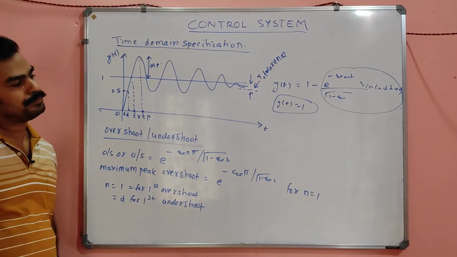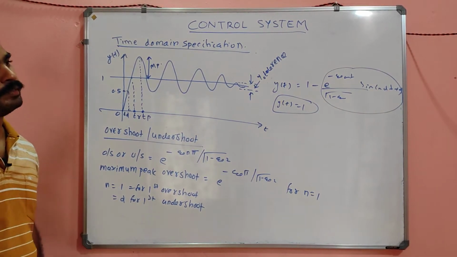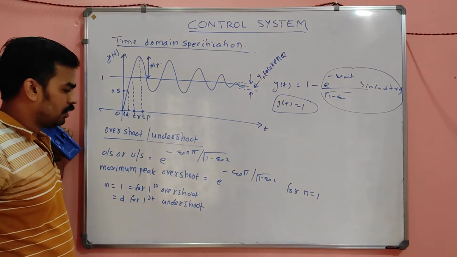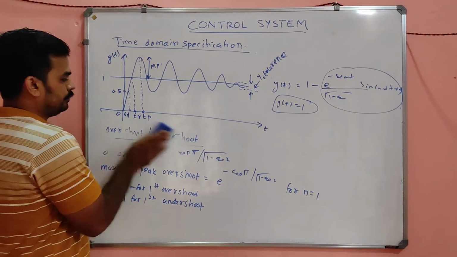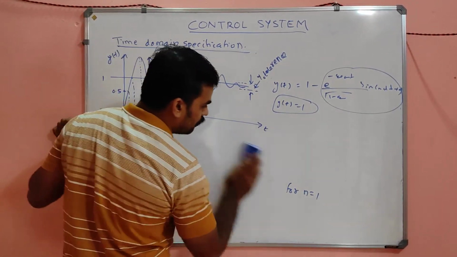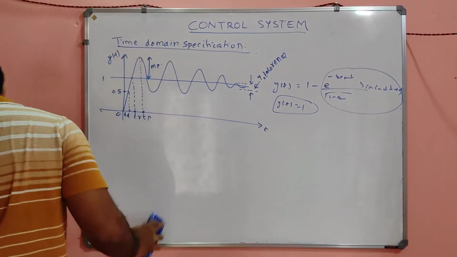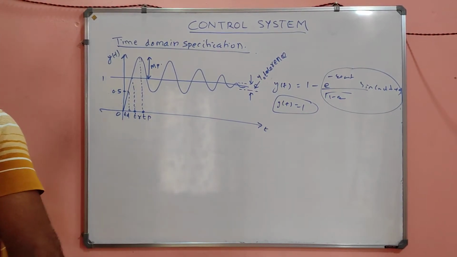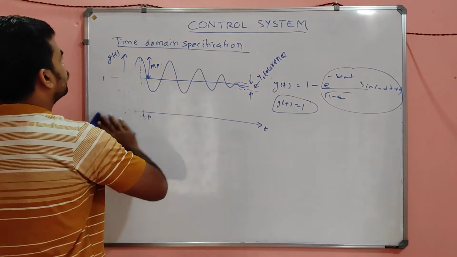Clear, my dears? That's all for overshoot and undershoot. Peak overshoot, that is the first peak overshoot. Correct? Is it clear, my dears?